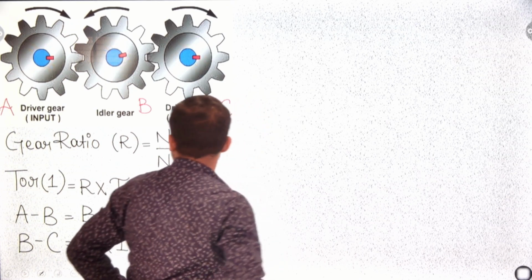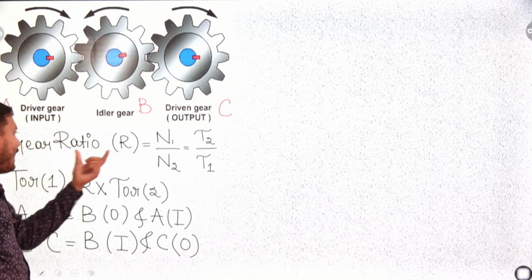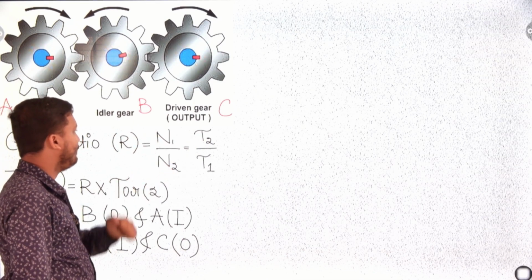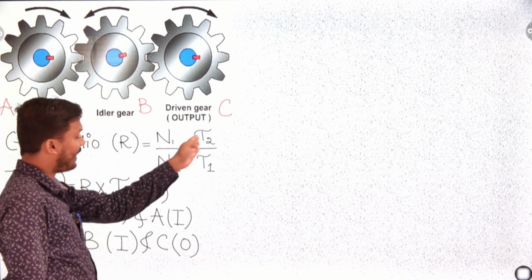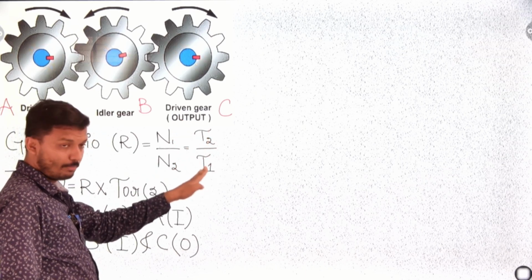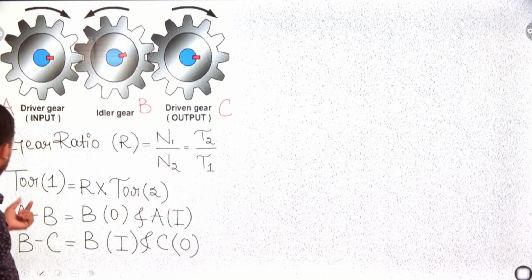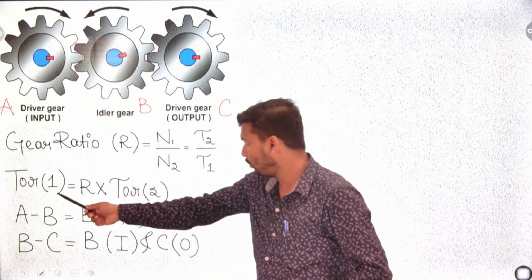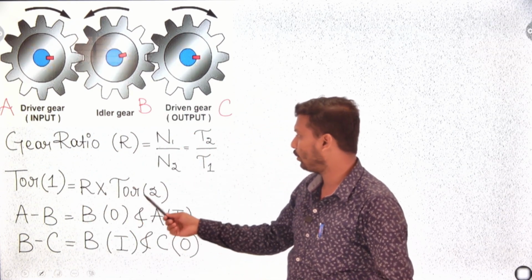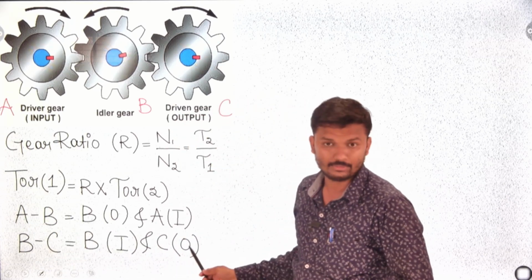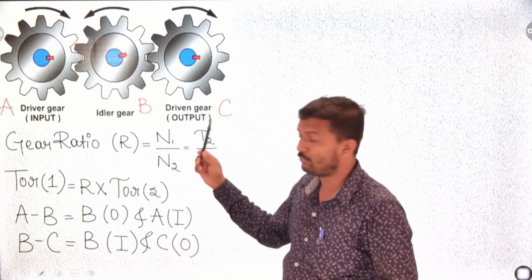Now we all know about the gear ratio, that is R is equal to N1 by N2. N1 means input, that is driver speed, by driven speed. Also R is equal to T2 by T1, that is the number of teeth of the driven part, the output part, over that of the input part, the driver gear. Torque 1 is the torque input, R is the gear ratio, and torque 2 is the output. How to get it? This is very important in this type of simple gear train.